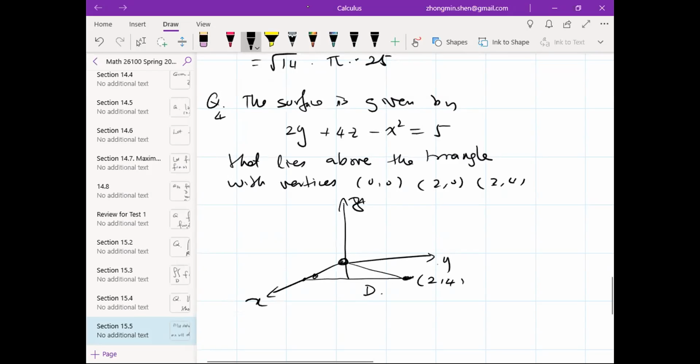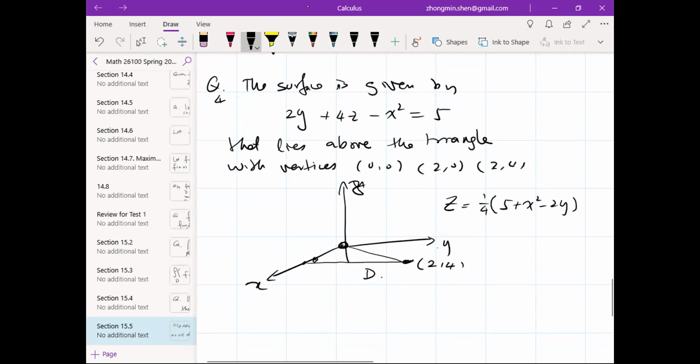Okay. So this is going to be z, right? Divide by 4, and the 5 plus x squared minus 2y. It's a pretty strange function right now. I just want to make sure this is indeed above the plane. It's not easy to see that. Maybe some portion is below. The problem tells you that it is above the plane.